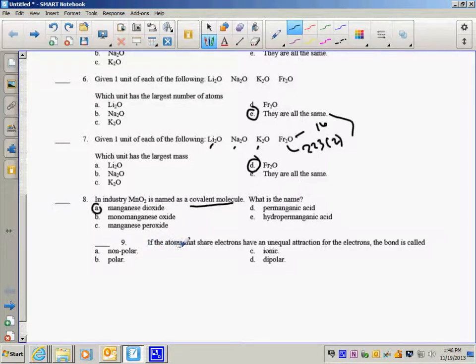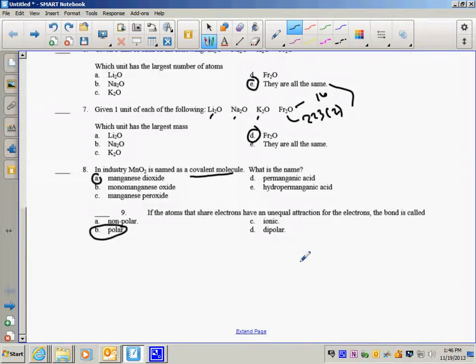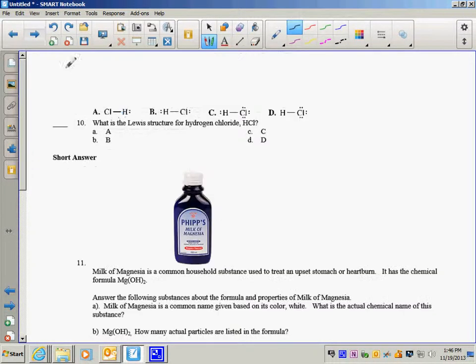If the atoms that share electrons have unequal attraction for electrons, the bond is called polar. I will say that this is not something that we covered a whole lot in general chemistry, and most likely would not be found on an exam. Let's go to the next page.